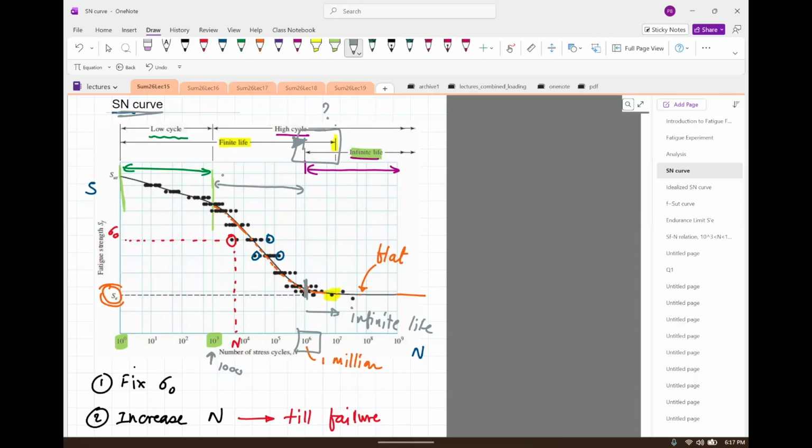And so the thing we are really obsessed with in this course is 1000 to 10 raised to 6, and then beyond 10 to 6 it becomes infinite. So we are more or less interested in these two parts, this part and then this part. Okay, so we'll get to that part in just a bit.